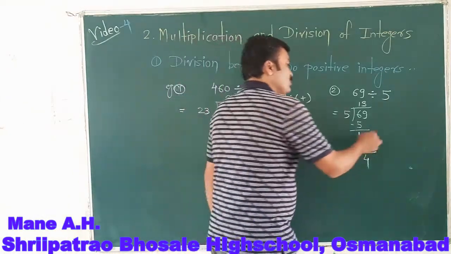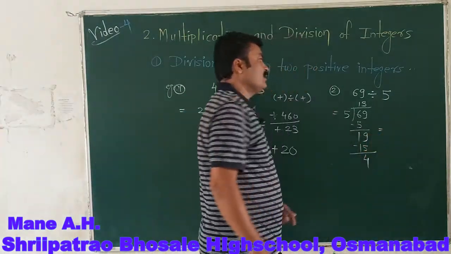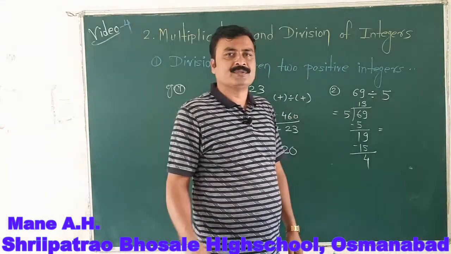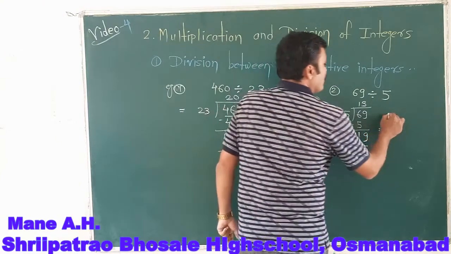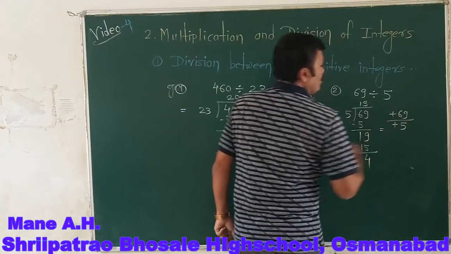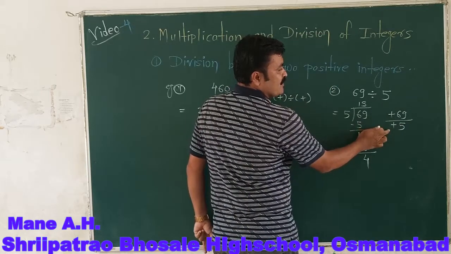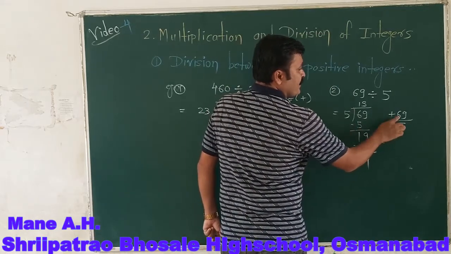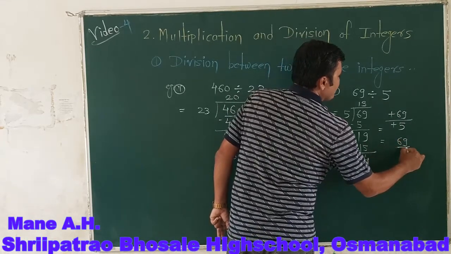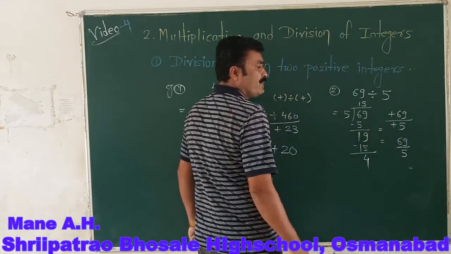तर या ठिकाणी आपण असं म्हणू शकतोय 69 is not completely divisible by 5. So in this condition, 69 divided by 5, both are positive integers here. So the complete division is not possible. So the quotient we put as it is, 69 by 5.